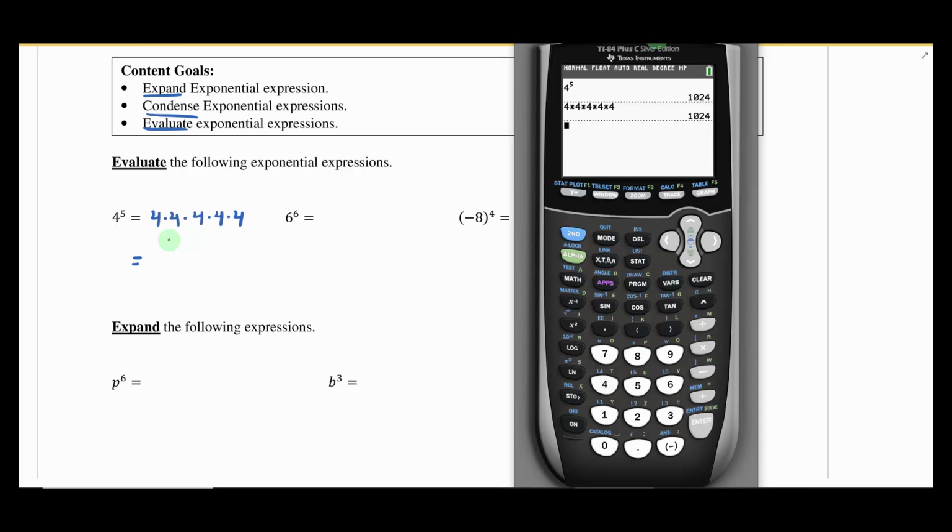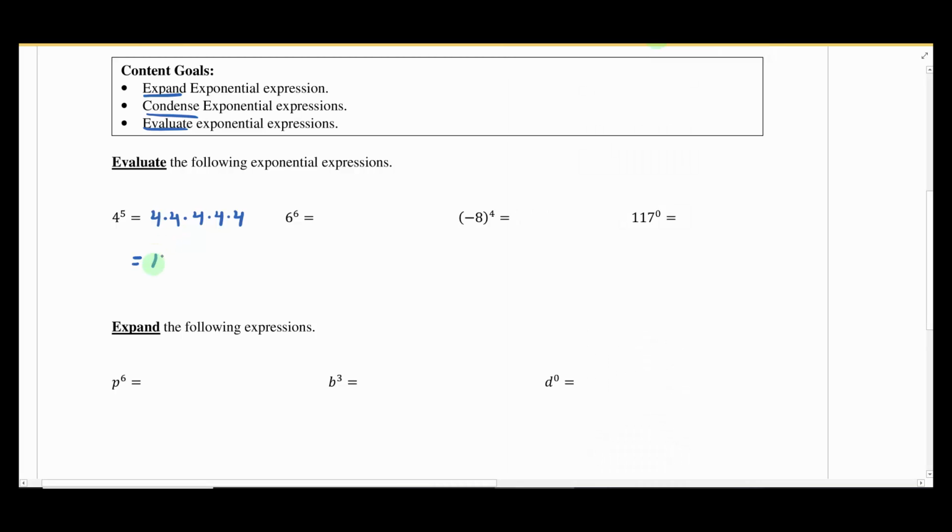So we get 1024 when we evaluate this. So when they do say evaluate, we want to know what this actually equals. We should come up with a final number at the end.